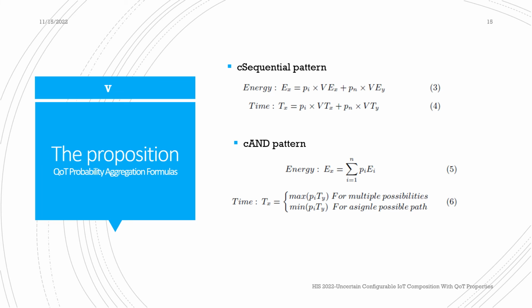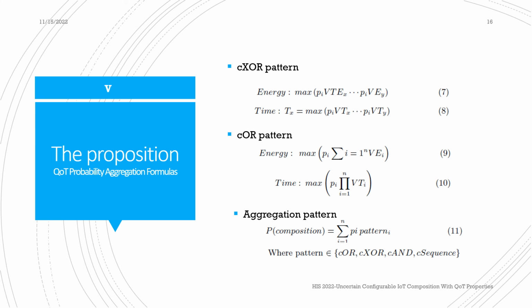In the case of the configurable AND pattern, let Px be the probability of the incoming paths. The quality of thing of each energy and time values is Ex and Tx respectively, and the computation of the energy and time is presented according to formula 5 and 6. In the case of the configurable XOR pattern, let Px be the probability value for the incoming paths, and Ex and Tx the energy and time quality of thing values respectively. The computation of uncertainty will be presented by formula 7 and 8.